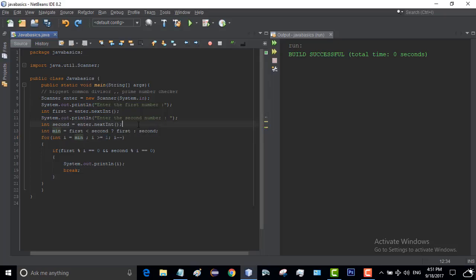Well, hello guys and welcome to another tutorial in which we have two more examples to apply and understand what we had learned together. The first example with us is called the biggest common divisor.